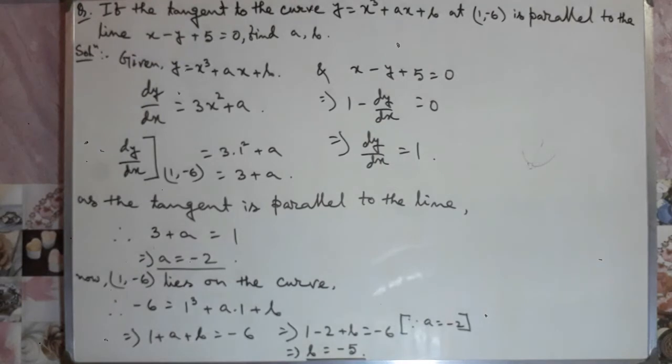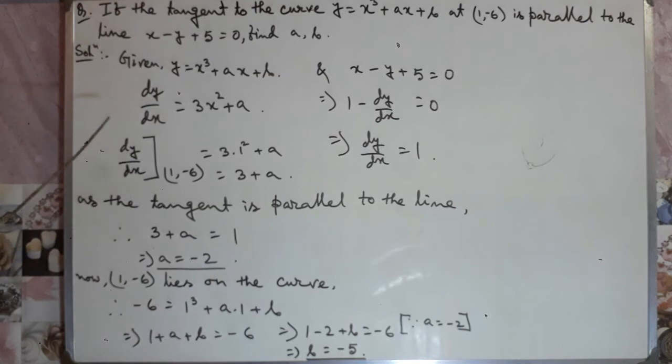A problem is given: if the tangent to the curve y = x³ + ax + b at (1, −6) is parallel to the line x − y + 5 = 0, then we have to find the values of a and b. So, this is the given curve, y = x³ + ax + b. Now, differentiating we will get dy/dx = 3x² + a, and this is the straight line given. Here also differentiating with respect to x, we will get dy/dx = 1.